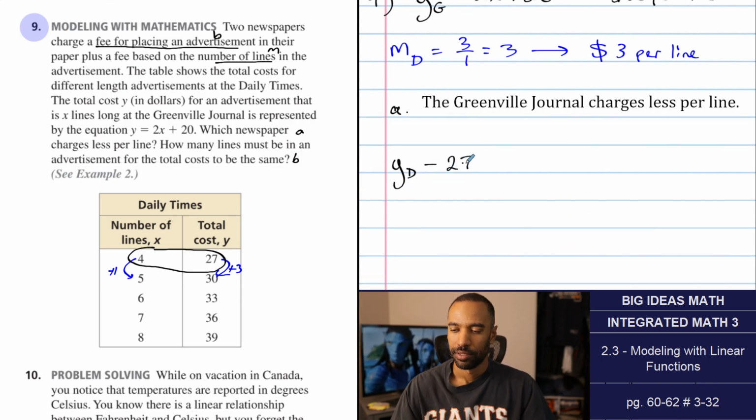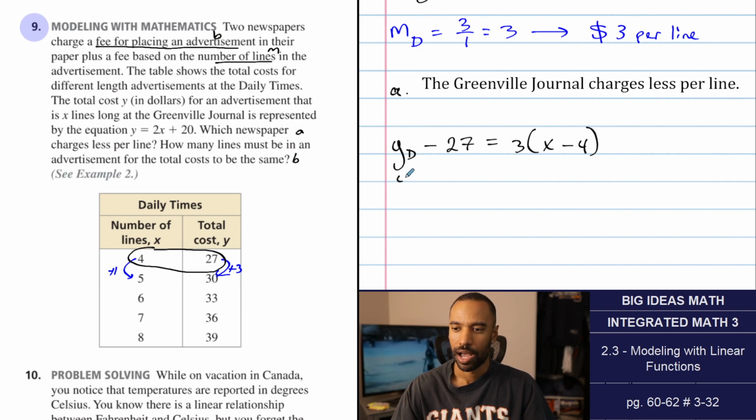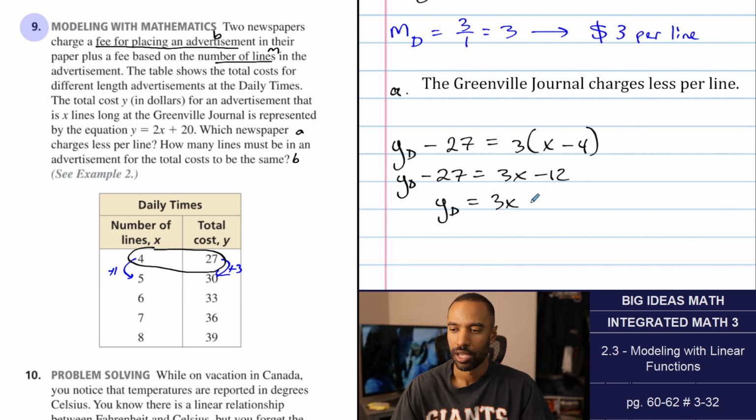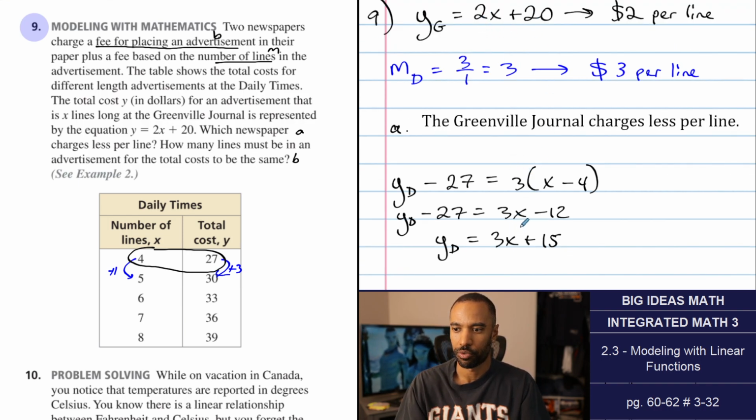Minus 27 equals our slope m times x minus 4. So that's y sub d minus 27 equals 3x minus 12. And then we'll add 27 over. I'm basically getting the slope-intercept form version of this: 3x plus 15, I think. 27 is 15. So we have an equation here of 2x plus 20, another equation of 3x plus 15.